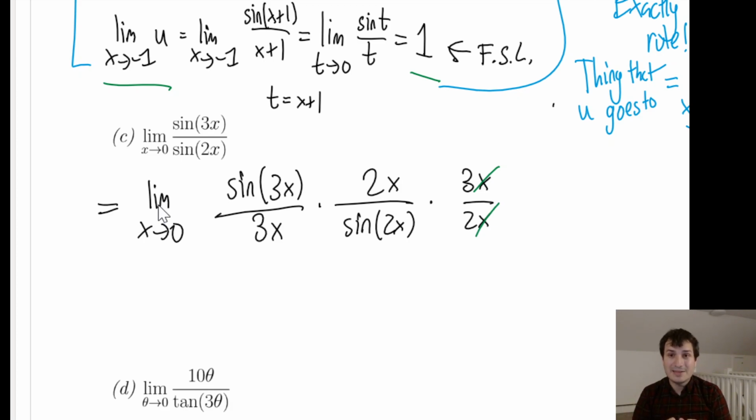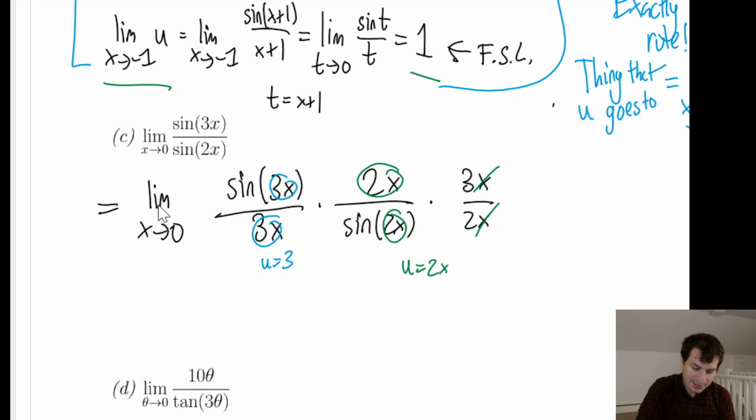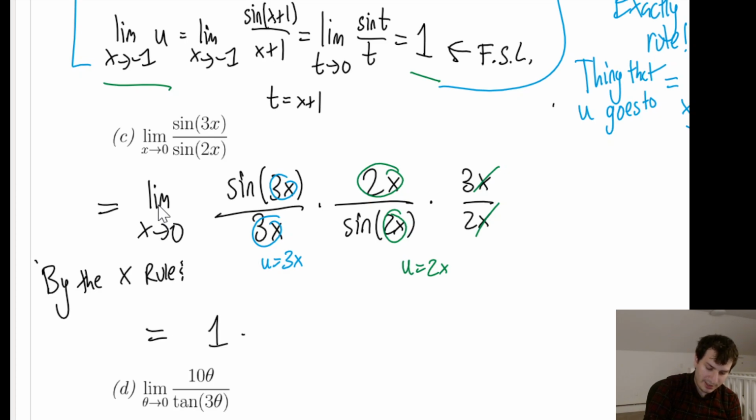And these two middle bits are exactly the fundamental sine limit. They're u substitutions of the fundamental sine limit. This one is a u substitution with u equals 2x. This one is a u substitution with u equals 3x. But in either case, the u values are going to 0. So this whole thing, by the times rule, is going to be 1 times 3 halves.